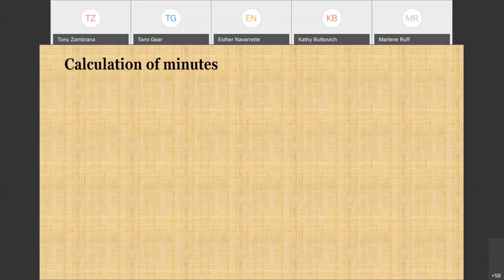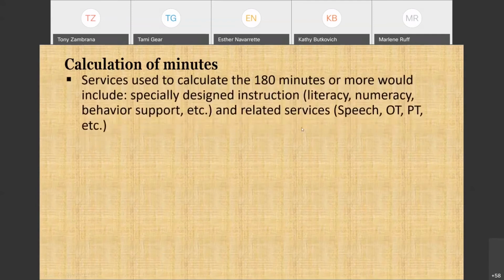So we have a lot of questions about calculations of minutes, so I needed to clarify this, and this is for special education as well as Carson Smith, so we need to really make some clarifications here. Services used to calculate the 180 minutes or more would include specially designed instruction in literacy, numeracy, behavior supports, etc., and related services. So that could be speech, occupational therapy, physical therapy, etc. That is what is used to calculate those 180 minutes. So the question you have to ask is, what is this service providing to the student?